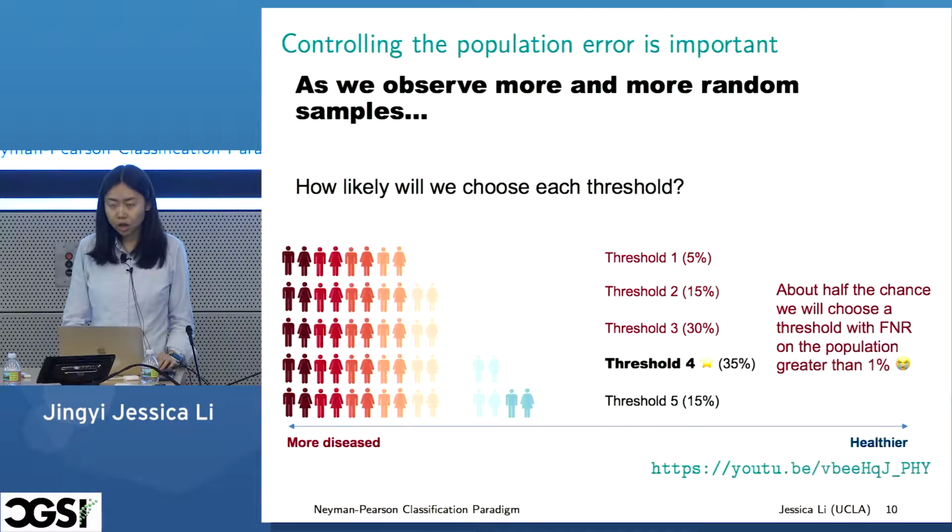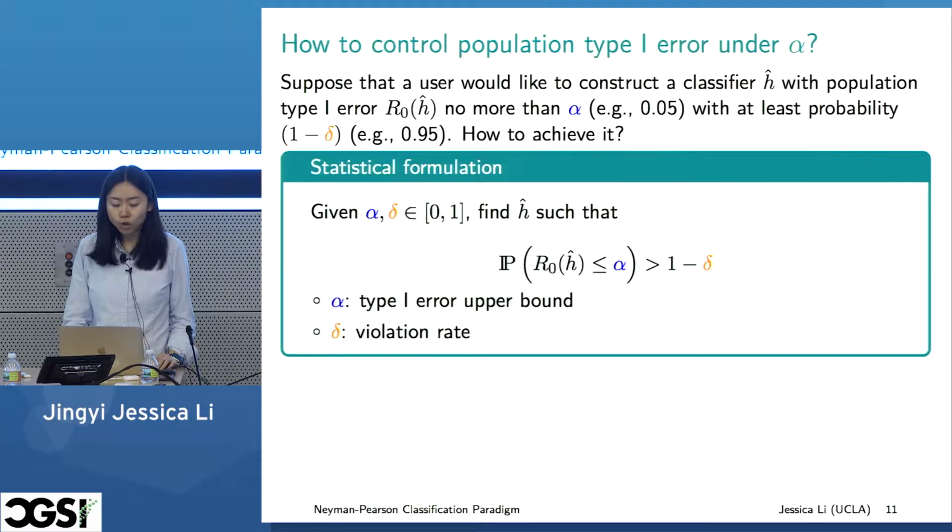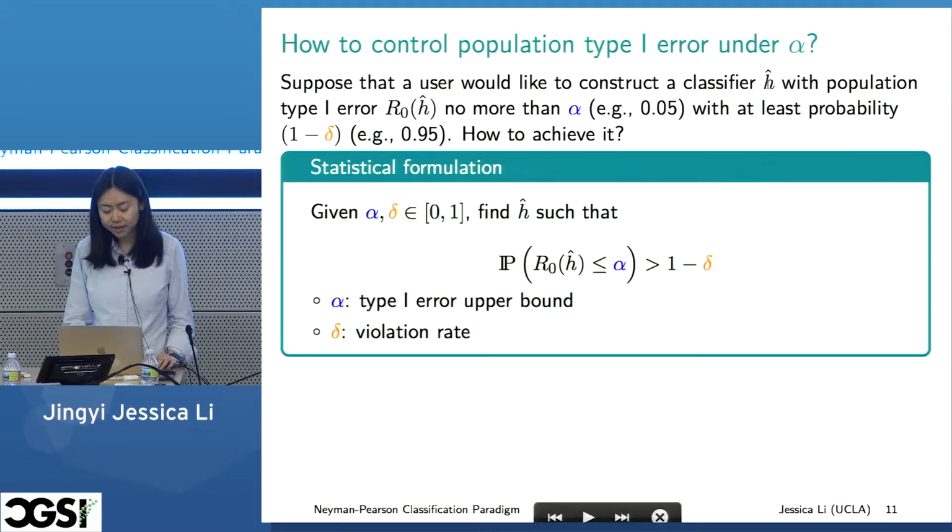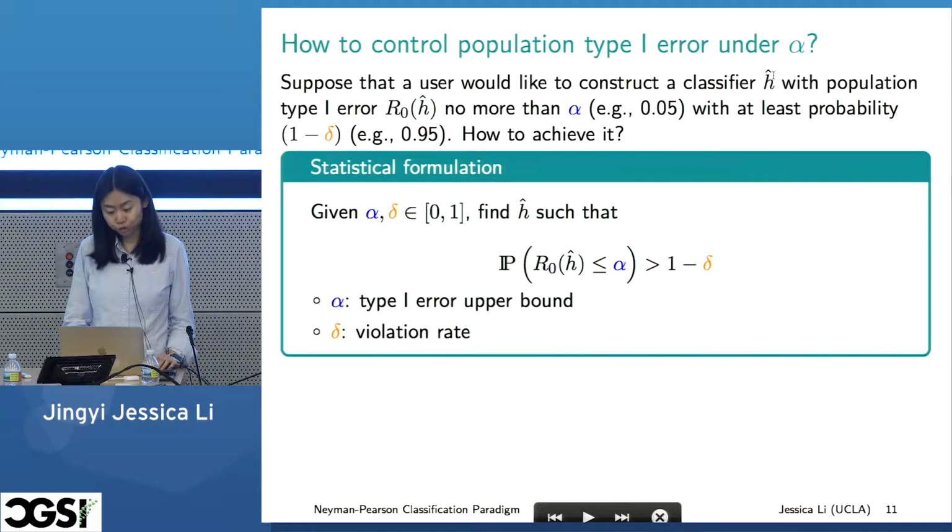This is the formulation of the Neyman-Pearson paradigm I'm going to introduce. We want to construct a classifier so that its population type 1 error, the more important error we care about, is no more than alpha. Alpha is the threshold you set beforehand, say 5%. Because the classifier is trained on random training data, we cannot say that R0 of H hat, which is a random quantity, is under alpha for sure. So there must be some violation of this fact, and we denote this violation by another quantity, delta.